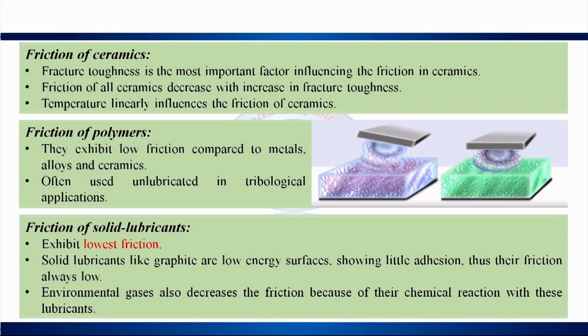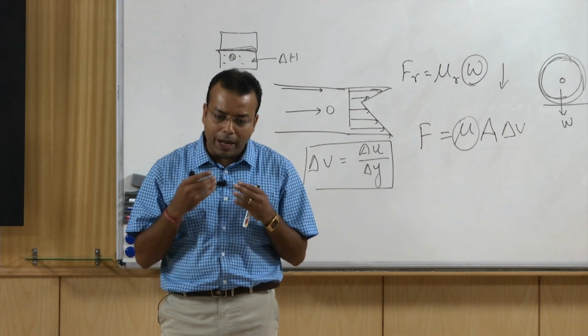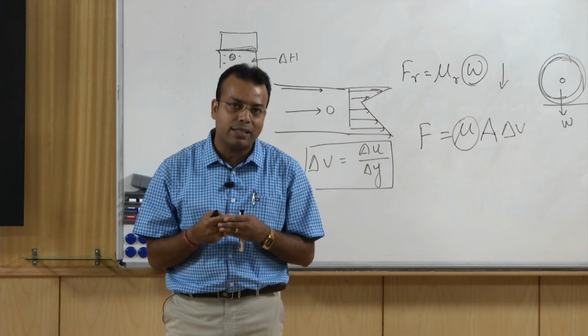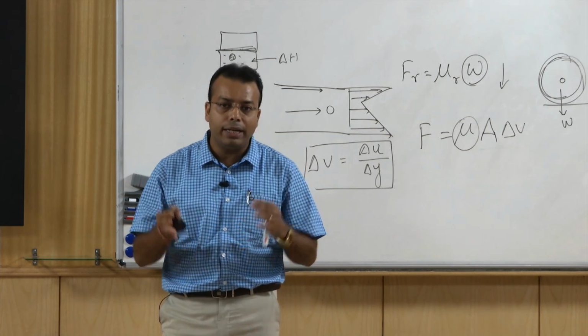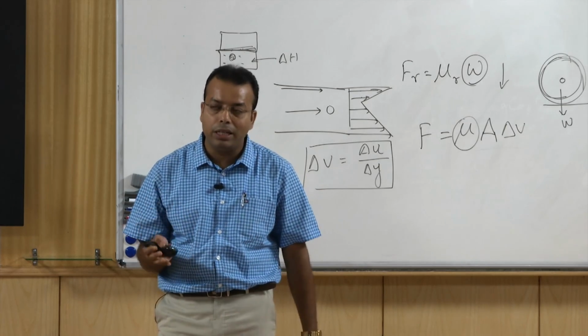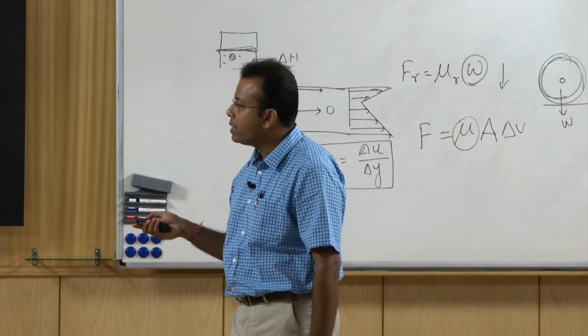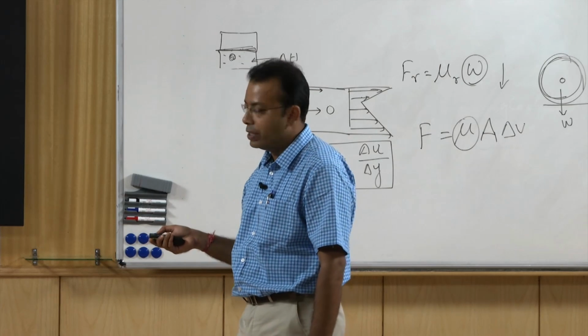Then friction of polymers. They exhibit low friction compared to metals, alloys and ceramics, and are used unlubricated in tribological applications, because polymer has a certain lubricating type of nature. So, it can generate less resistance between the surfaces, so that its friction is a little lesser compared to ceramics and metal surfaces.